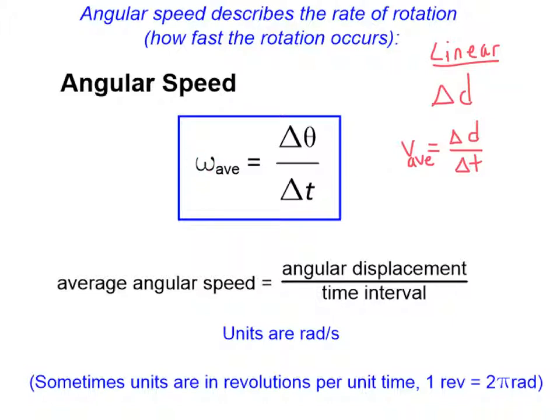Don't get scared off by the Greek letters. Units, when we talk about angular speed, are in radians per second. Occasionally you might see units in revolutions per unit time if you come across that. This is just the way you can convert that. We will use units in radians per second.